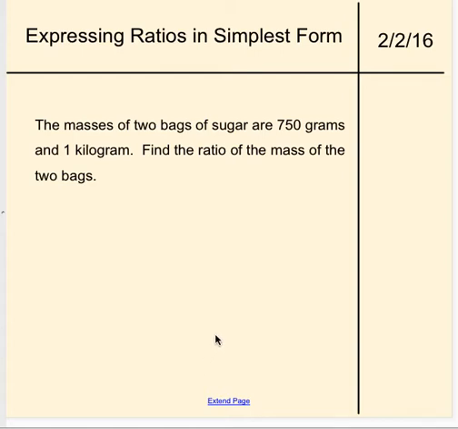Okay, so here's a couple of things to keep in mind as you start on page 139, problem 1. The first thing is that when you're expressing ratios in simplest form, you need to make sure that the units are the same. So you need to make sure, before you get started, that you've got the same units so that you can drop the units out of the ratio.